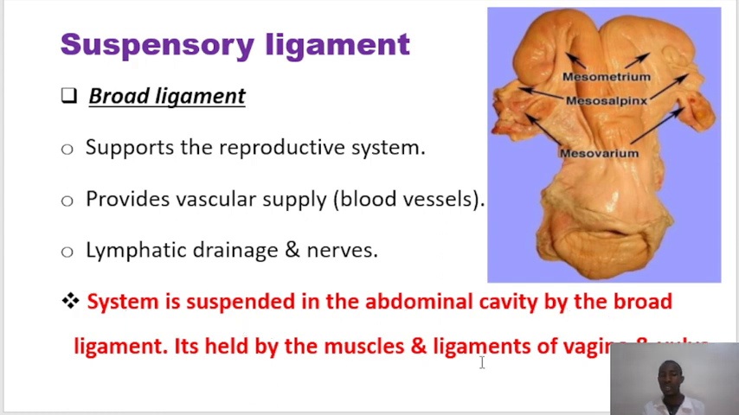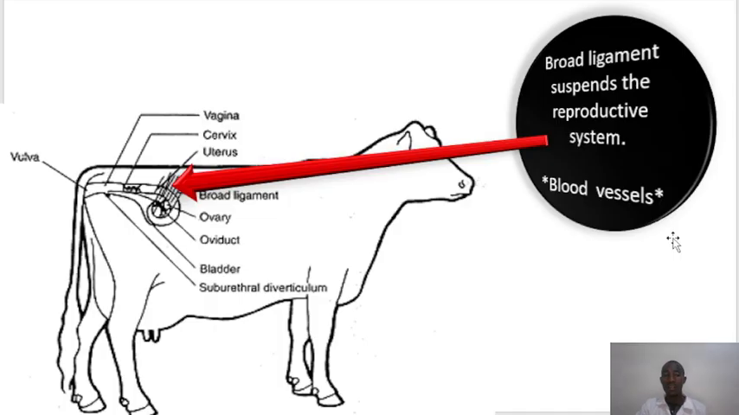and is held by muscles and ligaments of the vagina and the vulva. We have given 2 examples of those muscles: the constrictor vulvae, then the constrictor vestibuli. For example, this is how it is. This is the reproductive system, but it is held by the broad ligament, which is attached to the peritoneum. Then on this side, the system is attached by muscles.